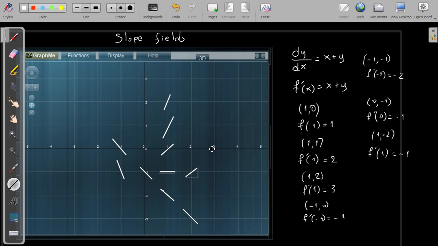If I take (3, 0), it is 3. If I take (2, 1), again it's 3. Now if I take (3, 1), it is 4. Let's say something like that. If I take (2, 2), it is 4. At (4, 0), again it's 4.